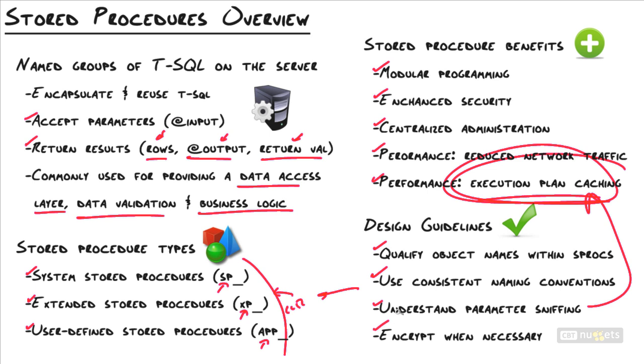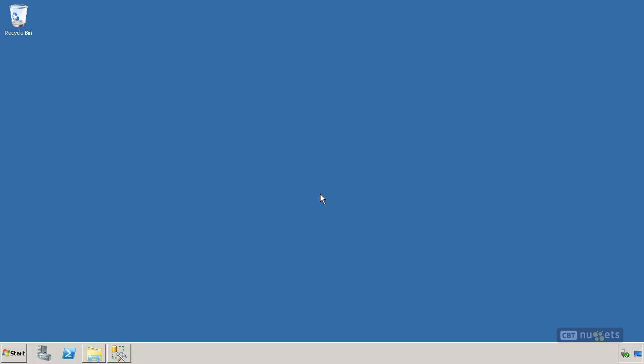And finally here, encrypt your stored procedures when necessary. If you have sensitive stored procedures or code within them or objects within them, then it's a good idea to obfuscate it so nobody can get at the definition. And we'll look at how to do that as well. With that, let's make our way over to the virtual Nugget Lab and learn how to design and build stored procedures. All right, so we're in the virtual Nugget Lab.